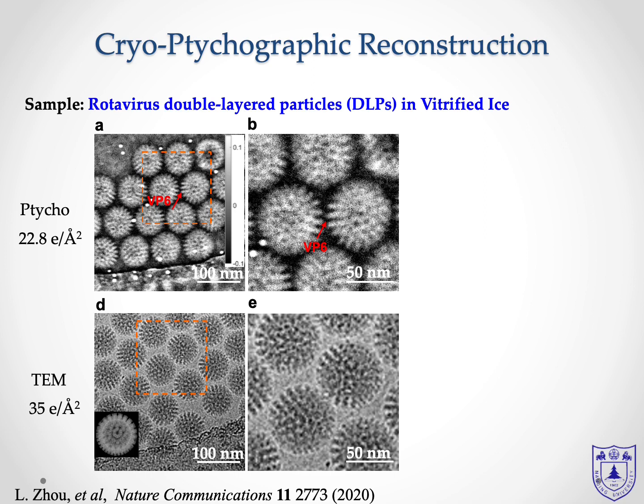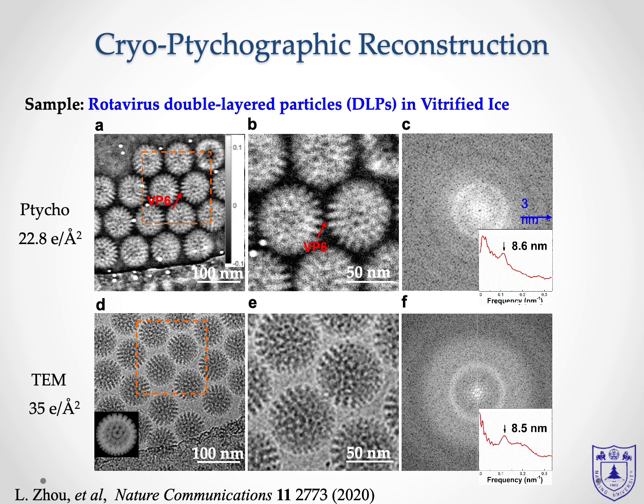Most importantly, we are able to see the contrast from the overall shape of the particle, which contains low spatial frequency. To confirm this, we further took the FFT, which shows strong information transfer from intermediate spatial frequency extending down to 76 nanometers.